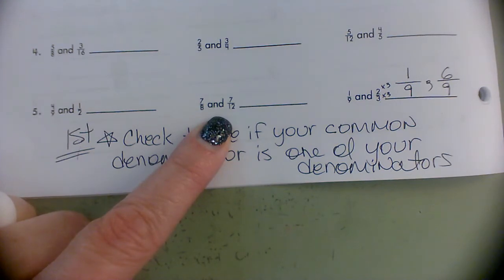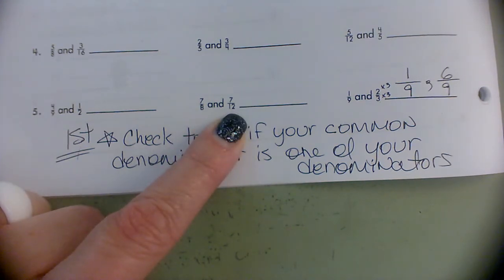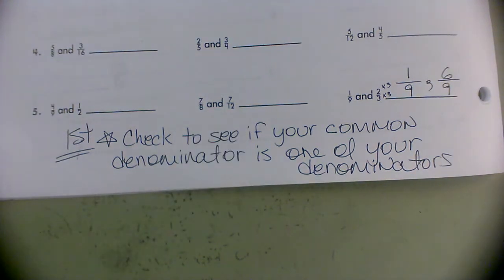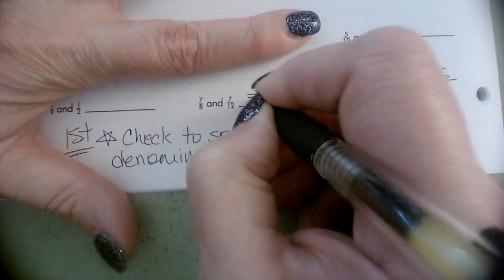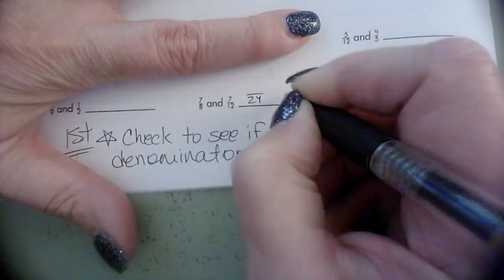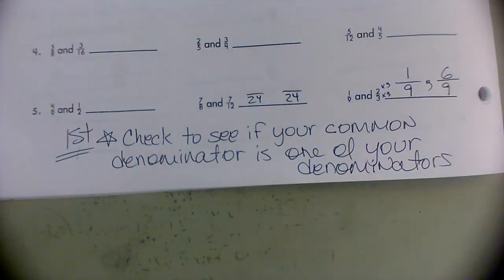Double your biggest one. Sometimes doubling your biggest one might give it. Because what's the first number that you could do to a number? Times it by 2. If I double it, will the other one go into it? Yep. 24. Yeah, 48's another one, but 48's a little bigger. 24 works there.